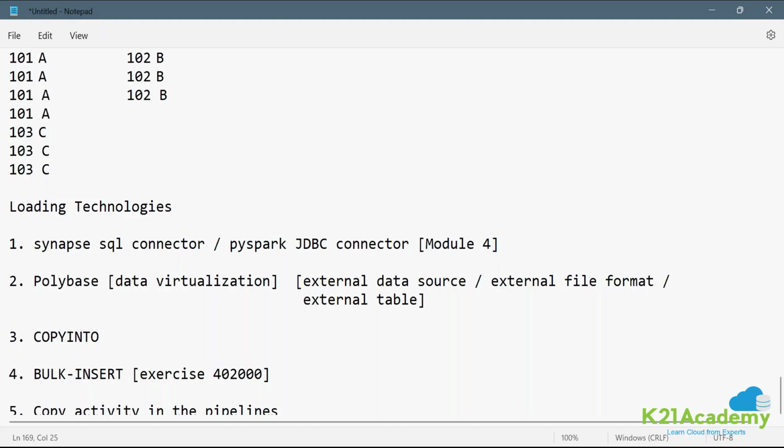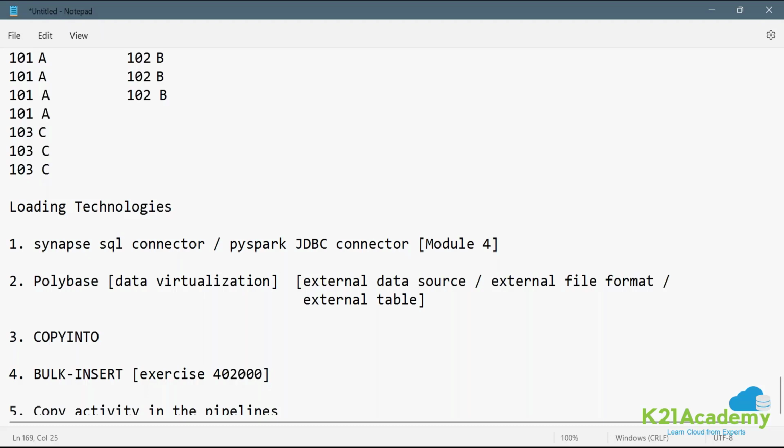Polybase is a champion at large volumes of data because it uses parallel DMS, the parallel data movement service. For one-off loading, initial loads, when you lay down the foundation of new warehouses, it is typically recommended to use Polybase.